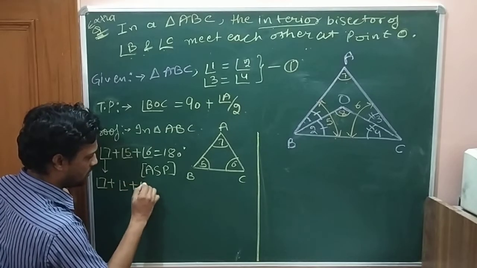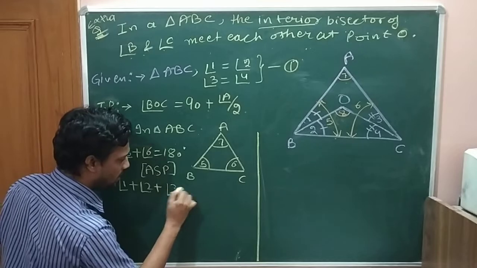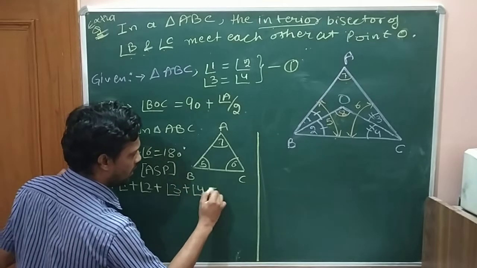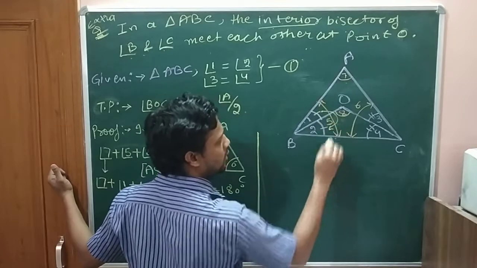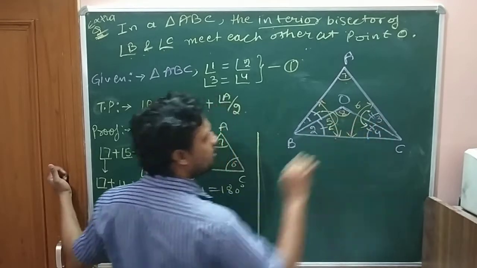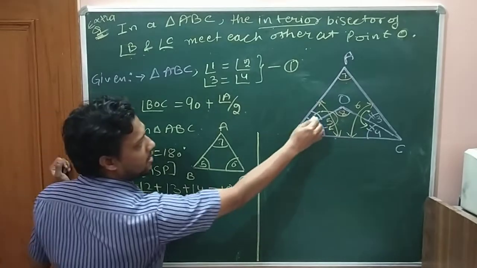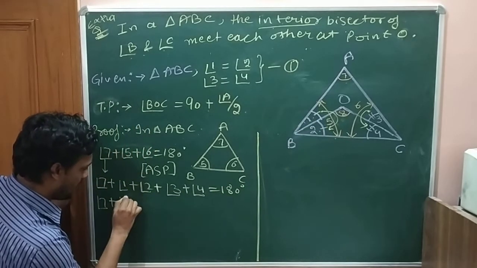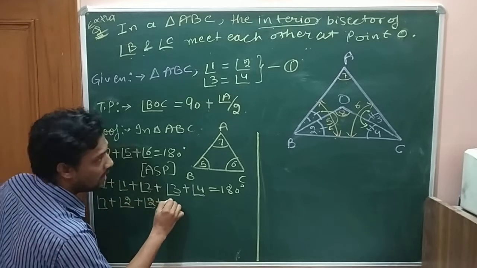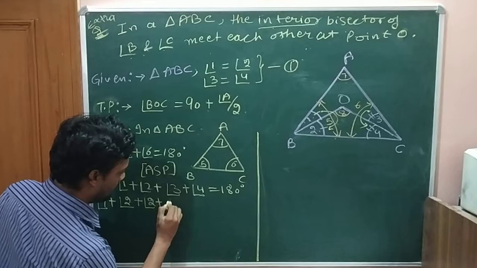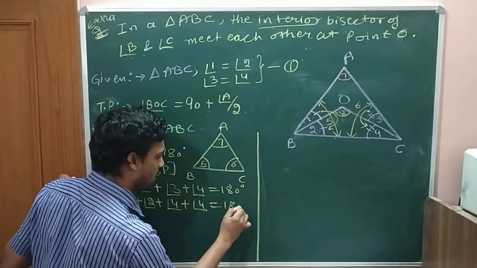Angle 1 plus 2. What is angle 6? Combination of 3 and 4. Angle 3 plus angle 4. Convert the angle 1 in angle 2 and angle 3 in angle 4. So in angle 7, I have to convert angle 1 in angle 2. So instead of angle 1, angle 2 as it is, plus angle 3 is converting to angle 4. Angle 4 plus angle 4 equals to 180 degree.